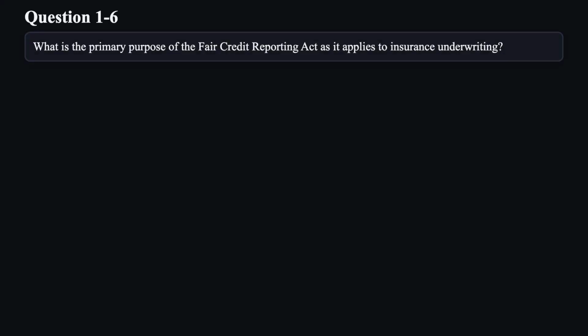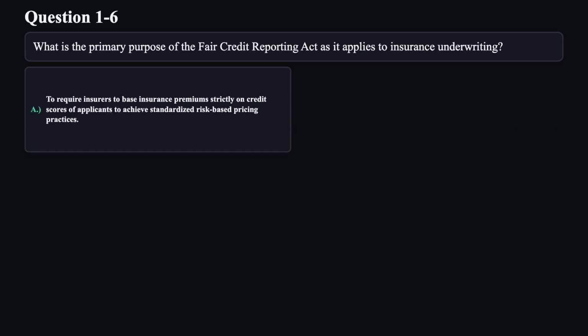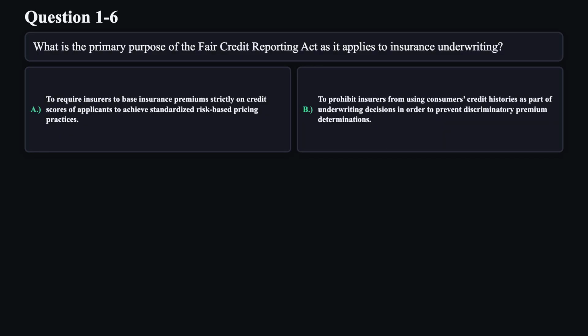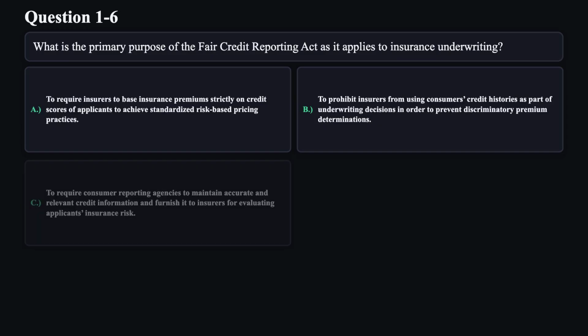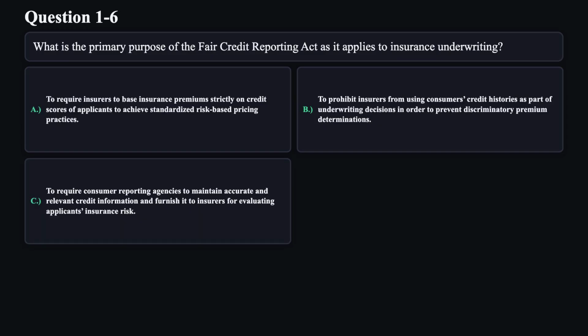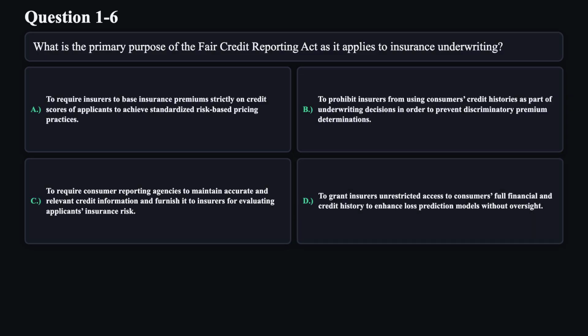Question 6. What is the primary purpose of the Fair Credit Reporting Act as it applies to insurance underwriting? A. To require insurers to base insurance premiums strictly on credit scores of applicants to achieve standardized risk-based pricing practices. B. To prohibit insurers from using consumers' credit histories as part of underwriting decisions in order to prevent discriminatory premium determinations. C. To require consumer reporting agencies to maintain accurate and relevant credit information and furnish it to insurers for evaluating applicants' insurance risk. D. To grant insurers unrestricted access to consumers' full financial and credit history to enhance loss prediction models without oversight.